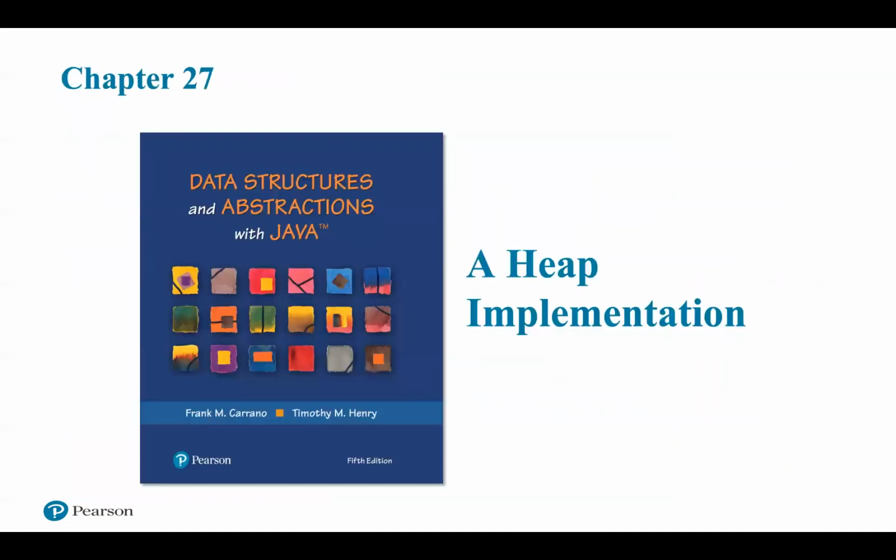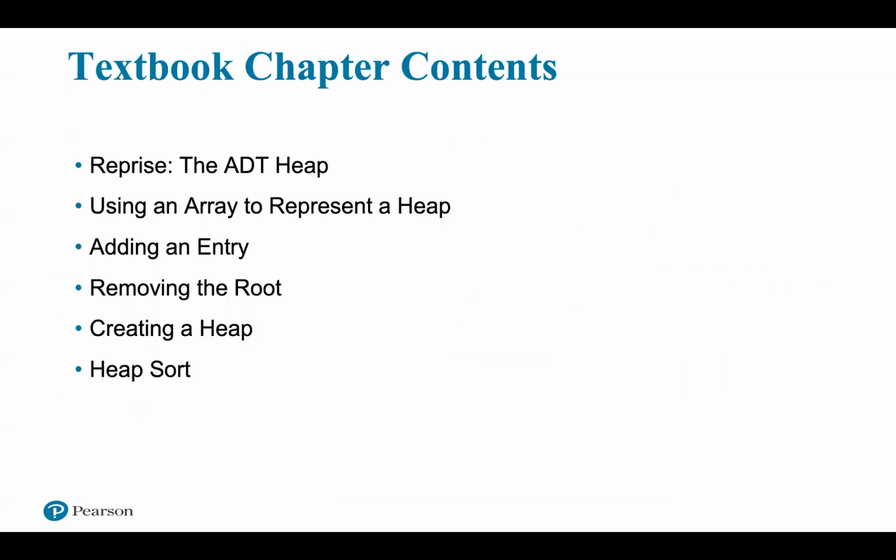So just to begin, here are the things that we'll be talking about in this chapter. We'll be giving a little bit of a reprise about the ADT heap, which we talked about before. Then we'll talk about using an array to represent a heap, adding an entry, removing the root, creating a heap, and doing a heap sort.